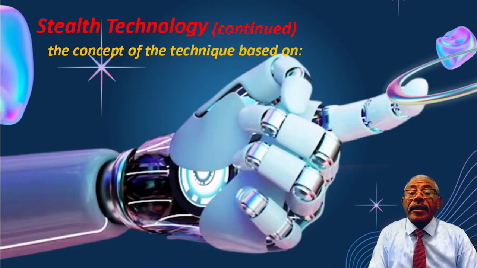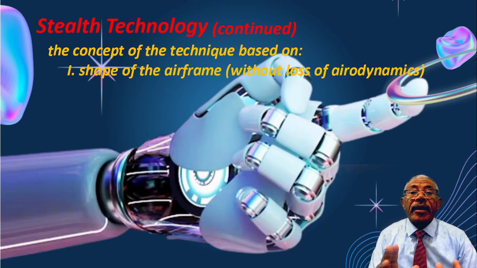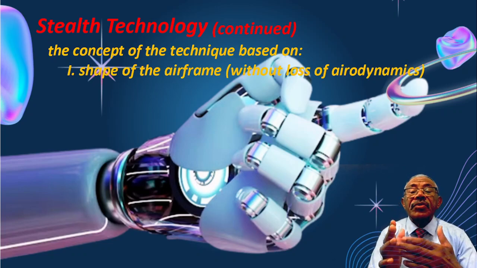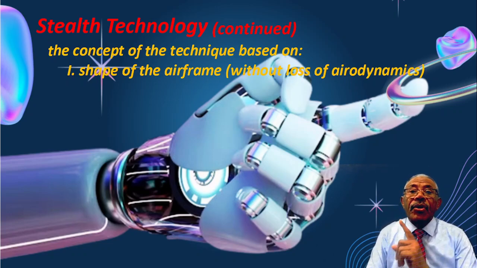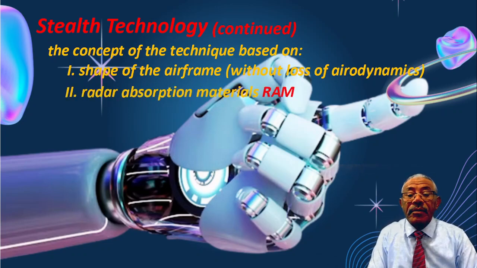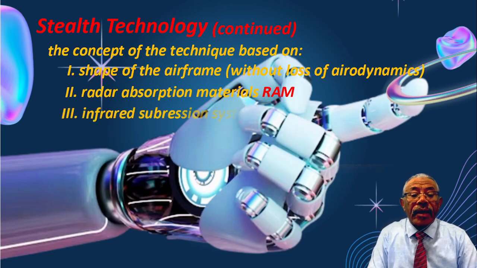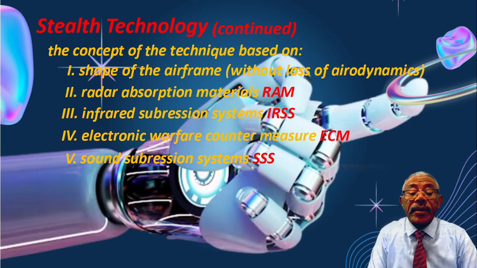The concept of the technique is based on the shape of the airframe. The classical shape of the airframe must be changed to reduce the radar signature without loss of aerodynamics, of course. It also relies on radar absorption materials, infrared suppression systems, electronic warfare countermeasures, and sound suppression systems.